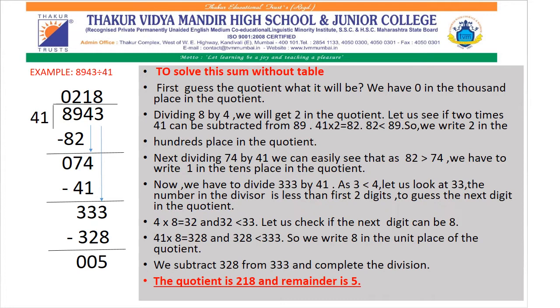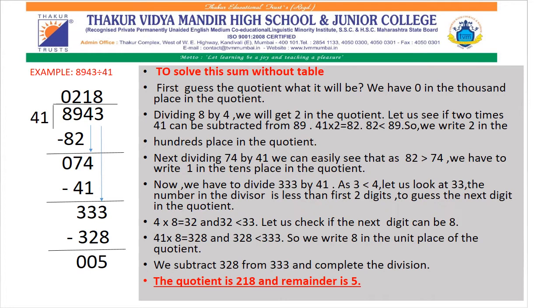In 8943, the highest digit 8 is smaller than 41. So first we'll write 0 in the thousand place in the quotient, correct? And now we can consider 89 divided by 41. So first we'll guess the quotient by using 8 and the 4 of the divisor. Can you divide 8 by 4? Yes, we will get 2 in the quotient.